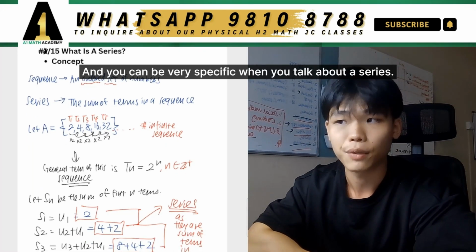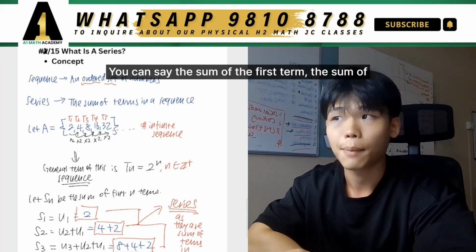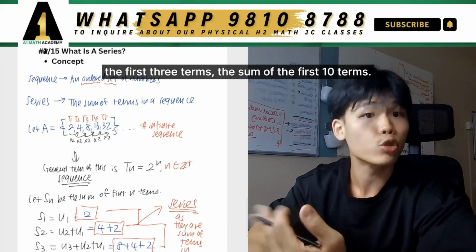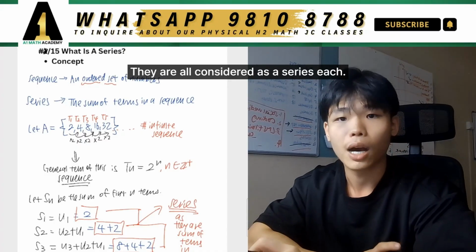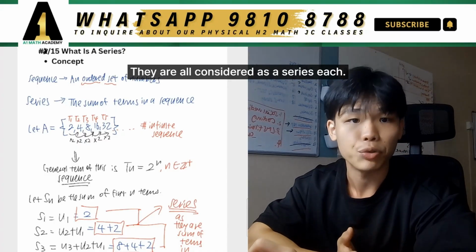And you can be very specific when you talk about a series. You can say the sum of the first term, the sum of the first 3 terms, the sum of the first 10 terms. They are all considered a series each.